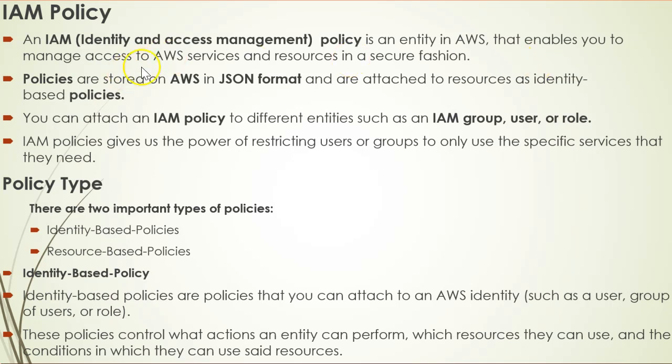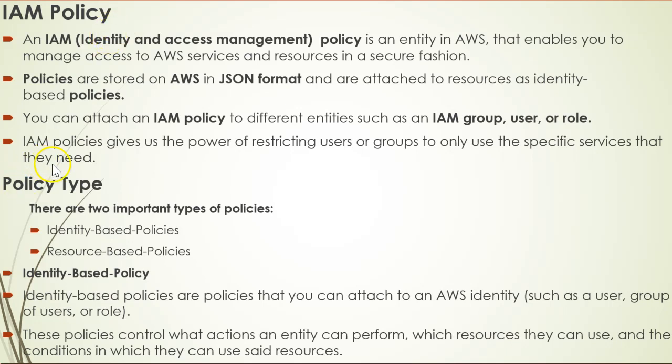An IAM policy, where IAM stands for Identity and Access Management, is an entity in AWS that enables you to manage access to your AWS services and resources in a secure fashion. Policies are stored on AWS only in JSON format. There is no other format than JSON in AWS, and they are attached to resources as identity-based policies. You can also attach an IAM policy to different entities such as an IAM group, users, or roles. IAM policies give us the power of restricting users or groups to only use the specific services that they need.